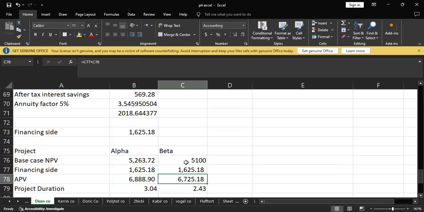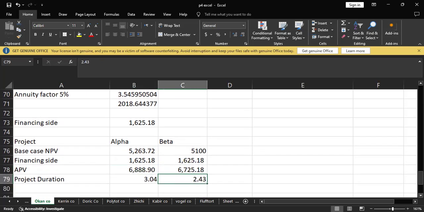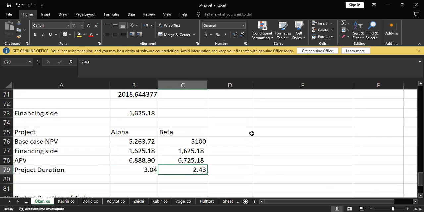So based on the calculation, project alpha seems much better because it is giving 6,888 APV and the other one is giving 6,725. Now, one project's duration was given and the other we have to compute. Which duration was given, guys? Can you tell me? Which project duration was given? Beta's. The beta was given, the alpha we have to compute.